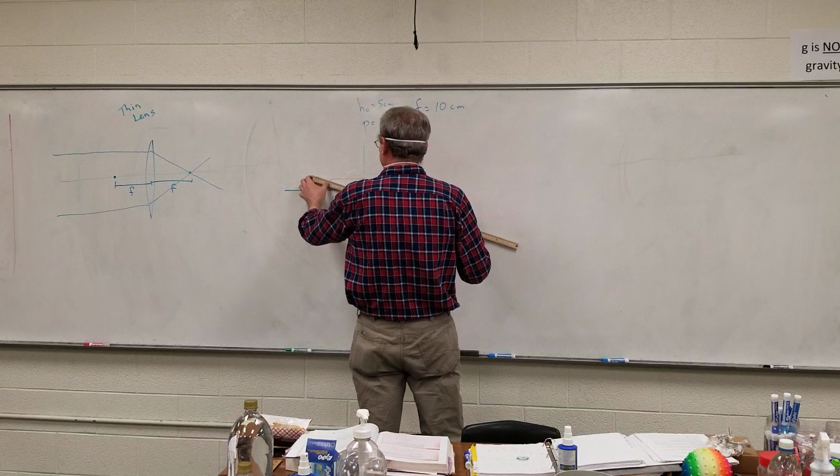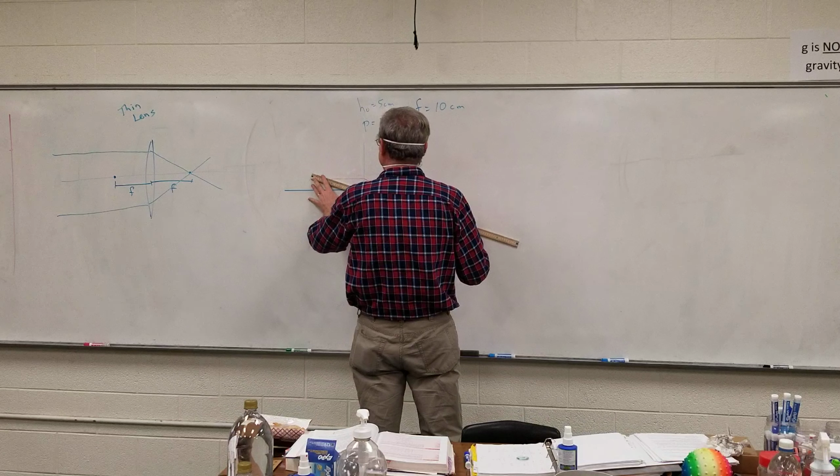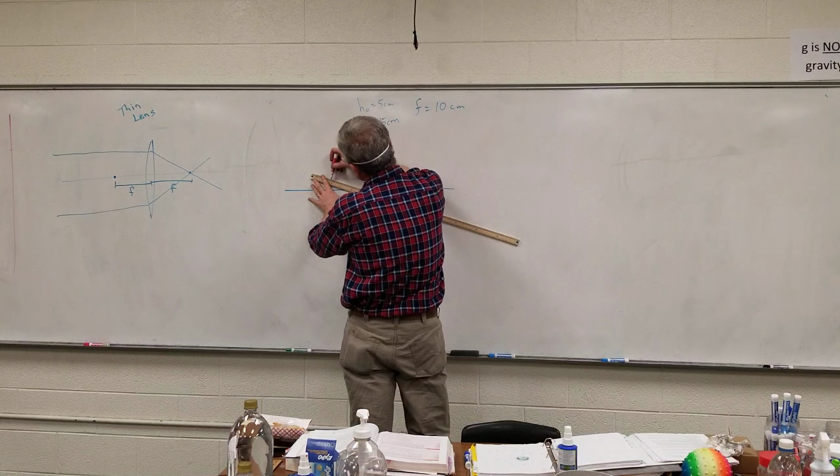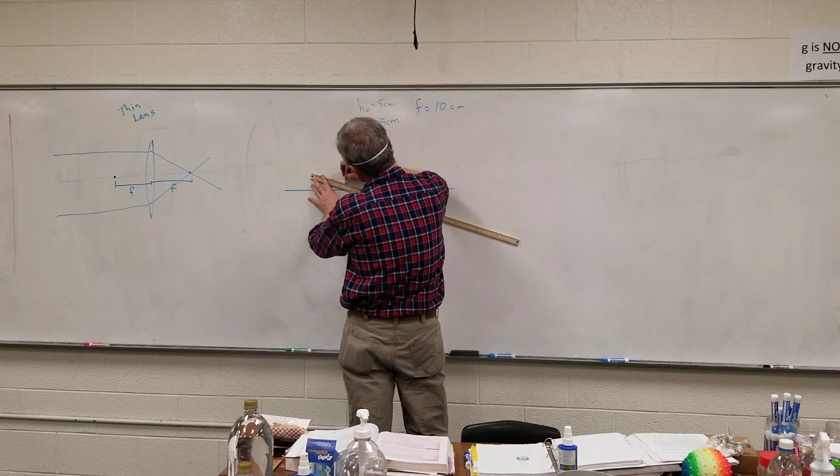Next step, light that goes through the center will just go through the center. It's close enough to a straight line. That's the advantage of the thin lens assumption.